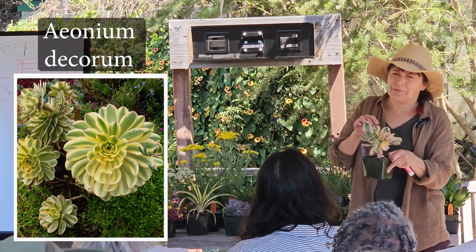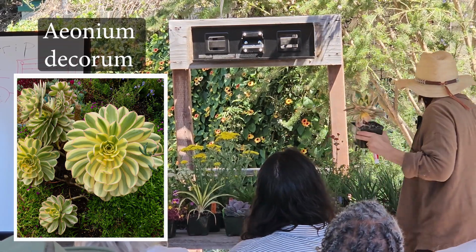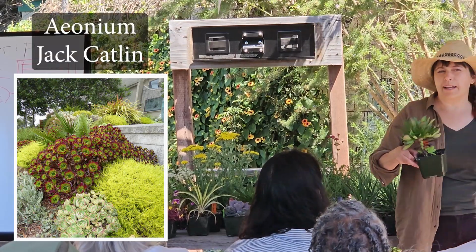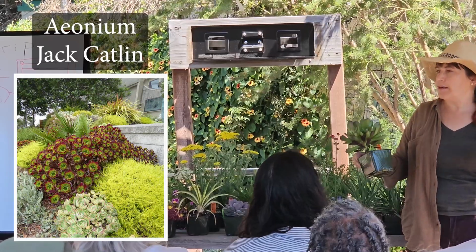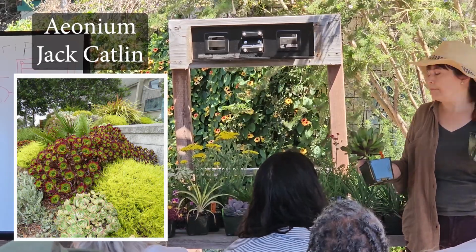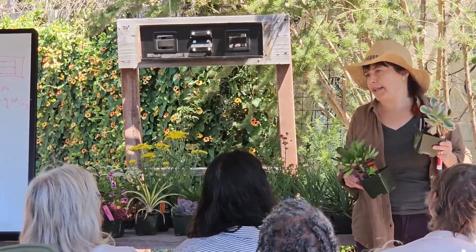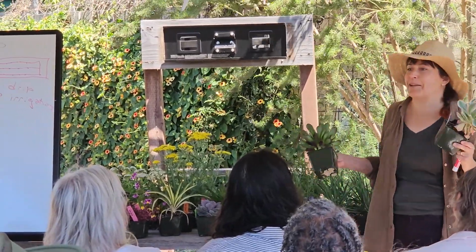People do like to steal the colored Aeonium. But something like the Jack Caitlin usually is boring enough. And the Jack Caitlins are also pretty sun and heat tolerant. But if you're in a high theft area, just get boring plants, which unfortunately means you may not get them at Annie's because she doesn't really sell too many boring plants.